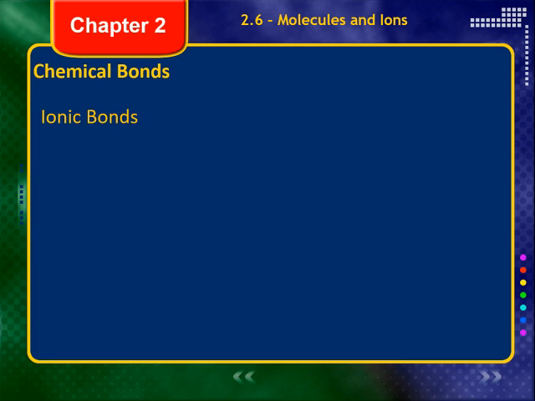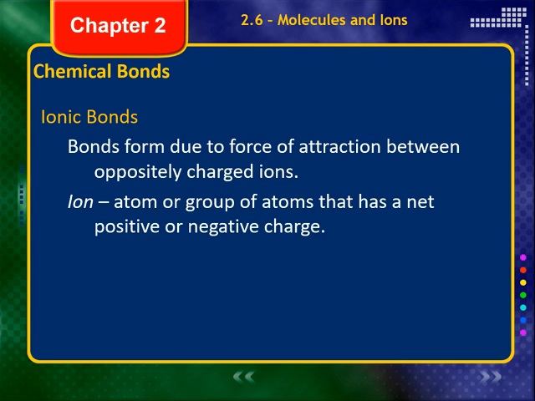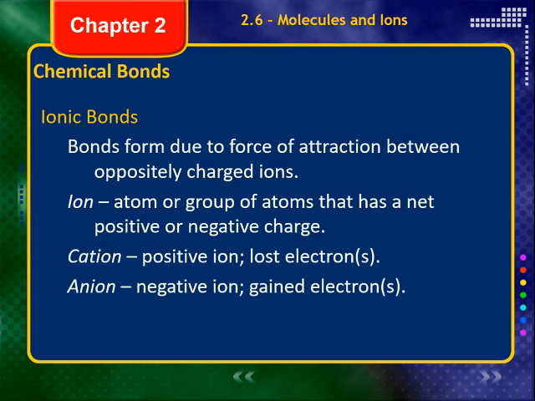We look at ionic bonds. It's a bond that forms due to the force of attraction between oppositely charged ions. What's an ion? It's an atom or group of atoms, because you can have a polyatomic ion, that has a net positive or negative charge. We have specific names for those. There's a cation. That's a positive ion. It means it's lost its electron or electrons. We have an anion, which is a negatively charged ion, which means it has gained an electron or electrons.